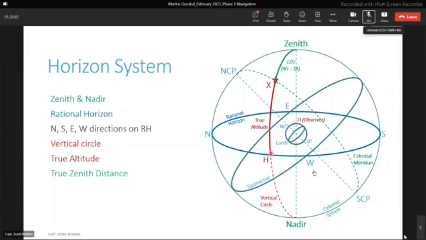So we have understood the concept of true altitude now. We have also understood the concept of true zenith distance now. Very, very important concept from the horizon system point of view.